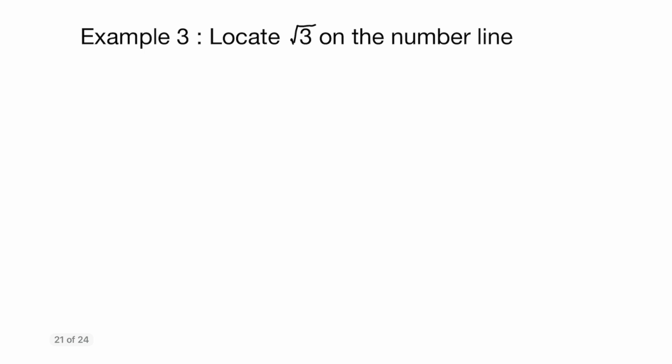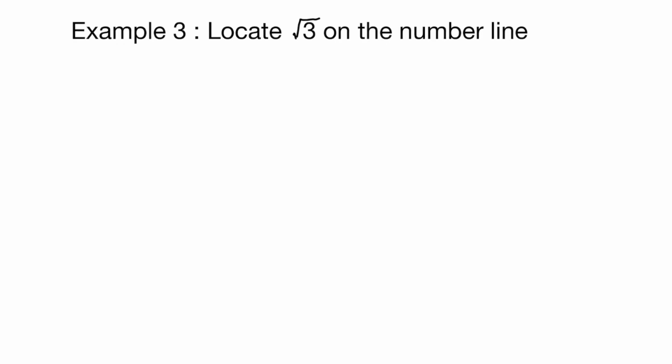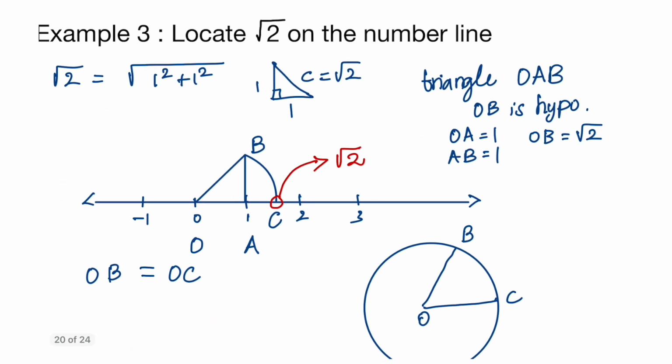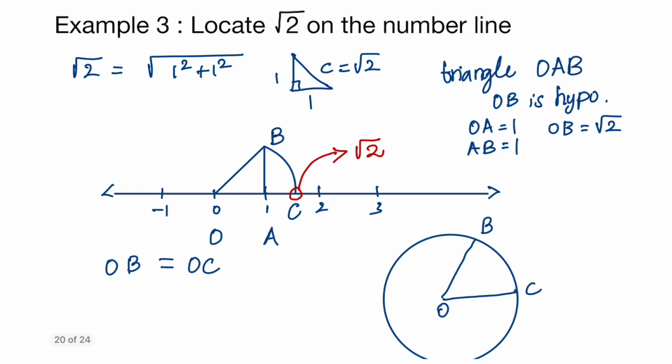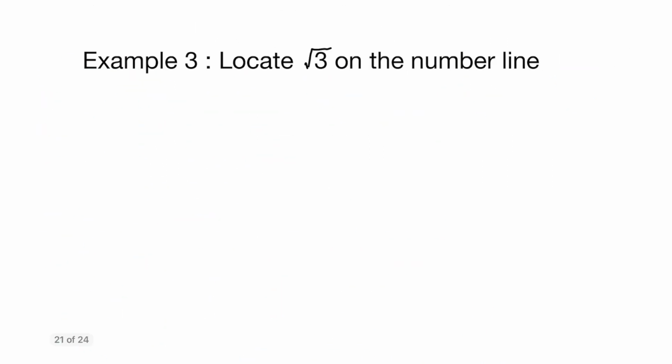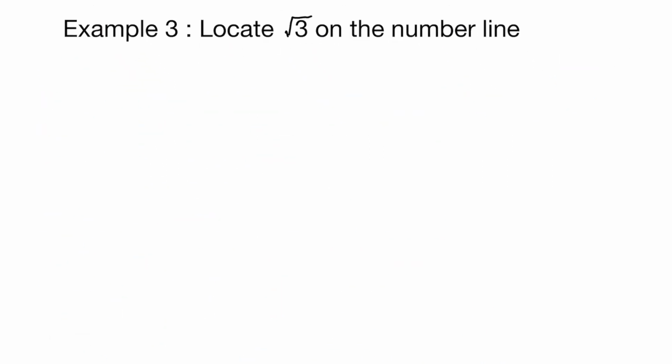Now we are going to move to the next example that is very similar to this, which is locating root 3 on a number line. In the root 2 on number line, we first expressed root 2 in the form of the square root of 1 squared plus 1 squared, and that let us draw a triangle with 1 and 1 as units. Now if you want to express root 3 in a similar way, how would that be? Root 3 is equal to the square root of root 2 squared plus 1 squared.